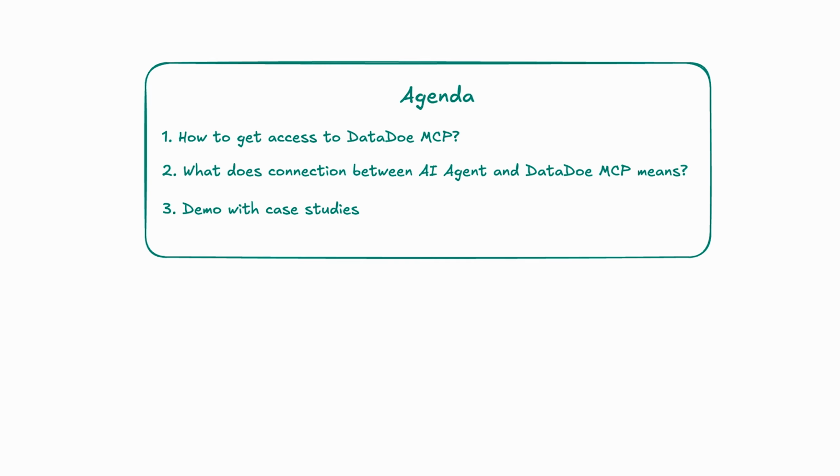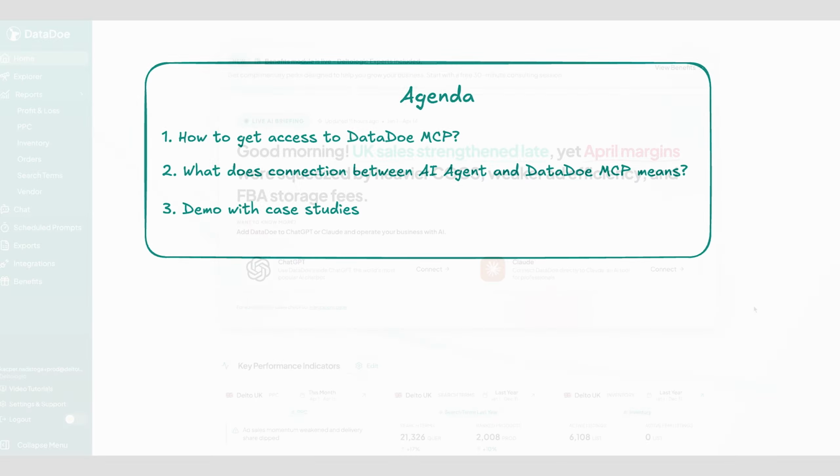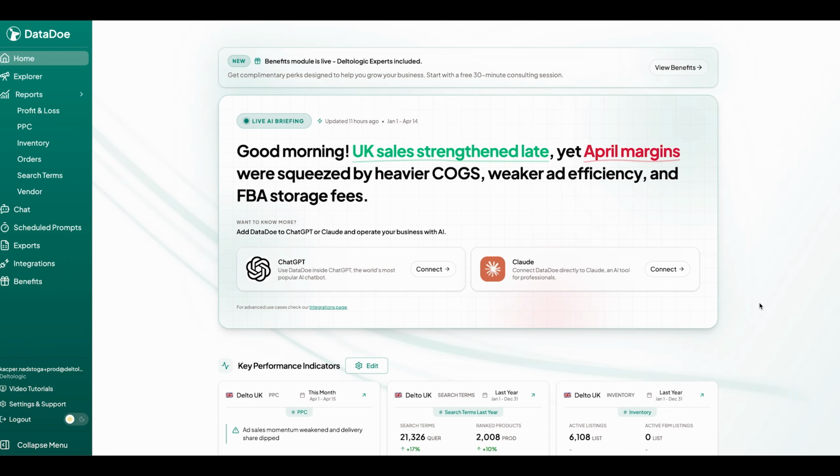By the end of this video, we will run through a series of live prompts to extract specific seller data, use the AI to generate a fully interactive Amazon seller dashboard, and even write a script to automatically generate a weekly PDF business report. We are at the first point, to get access to our DataDoe MCP. So let's get right into it.